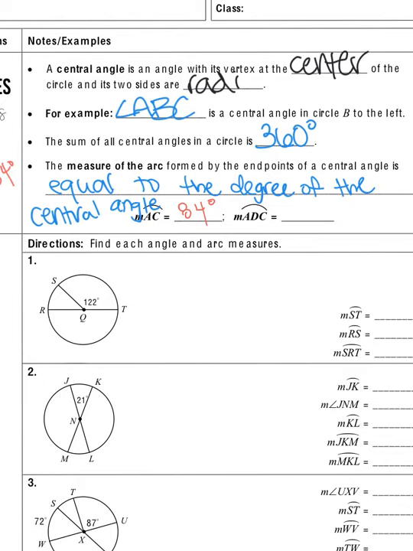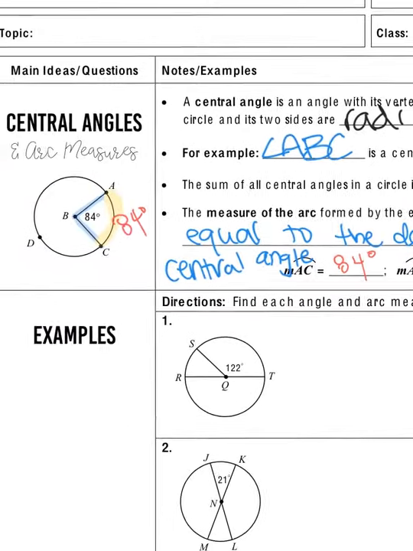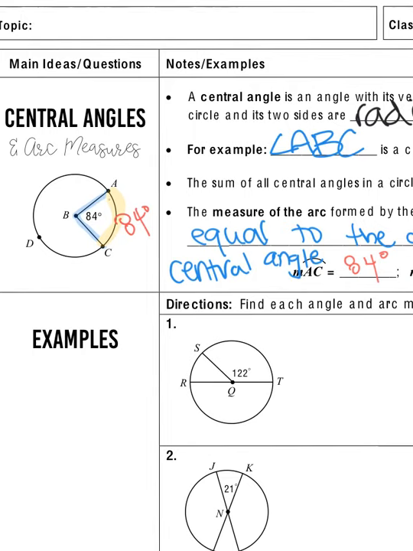And then if I was going to find the measure of ADC, that would be 276 degrees. The way I get 276 degrees is I would do 360 minus 84. If this part of my circle is 84 degrees, then I can figure out this part, because the whole entire circle all the way around is 360. So 360 minus 84 degrees will give me the measure of arc ADC.